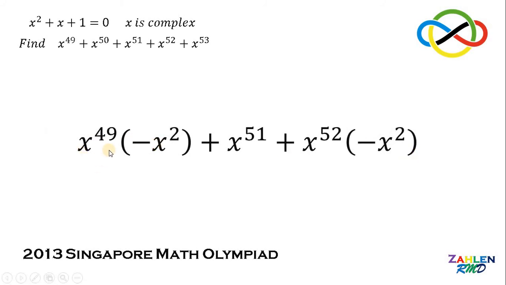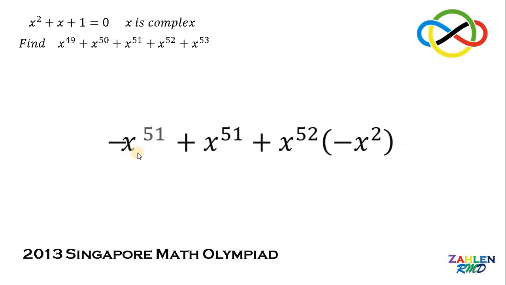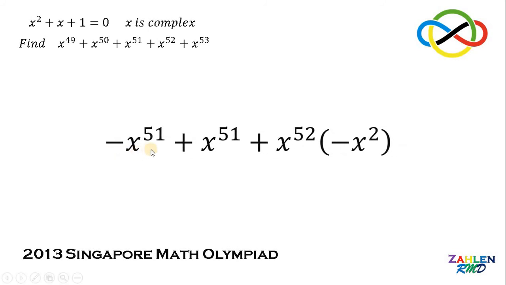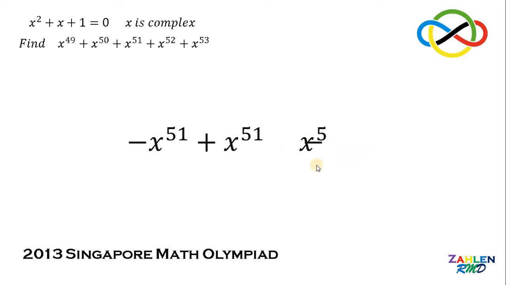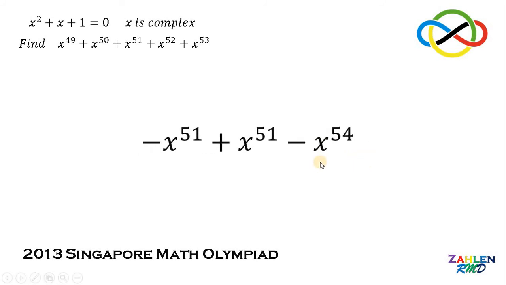Now, x raised to 49 times negative x squared will give us negative x raised to 51. And x raised to 52 multiplied by negative x squared will give us negative x raised to 54. Now take note that we have here negative x raised to 51 and positive x raised to 51. So this is just 0. Therefore, we have negative x raised to 54.